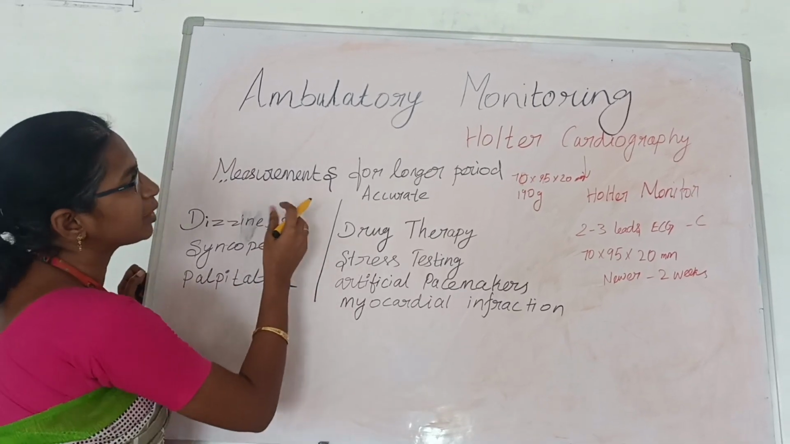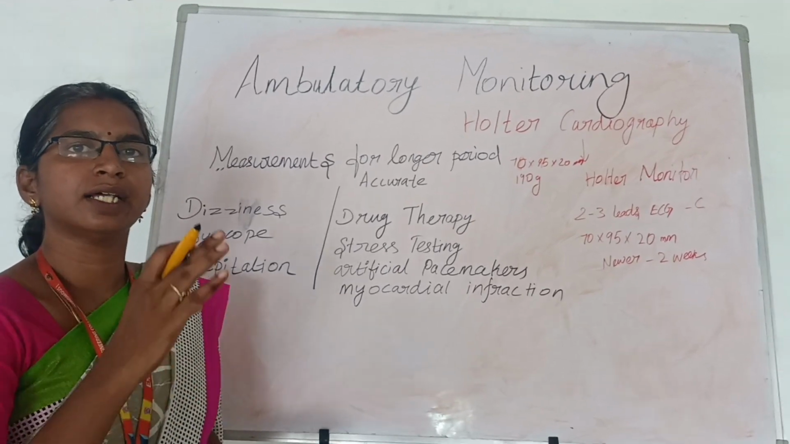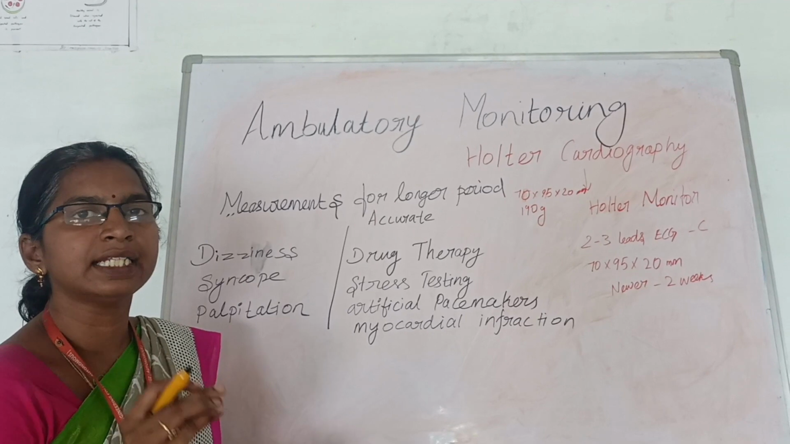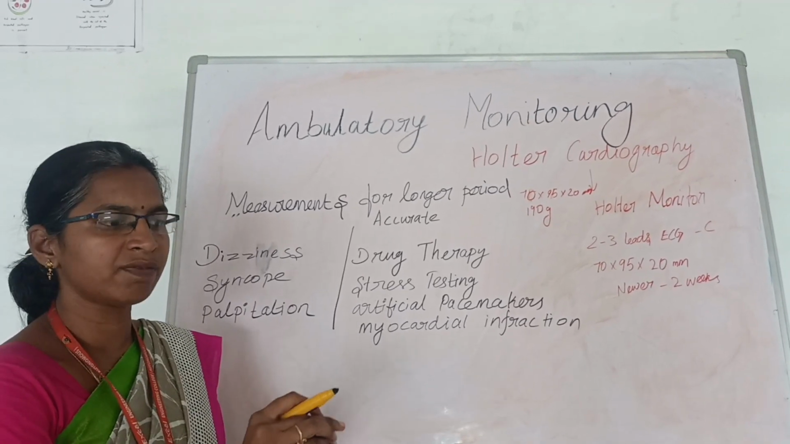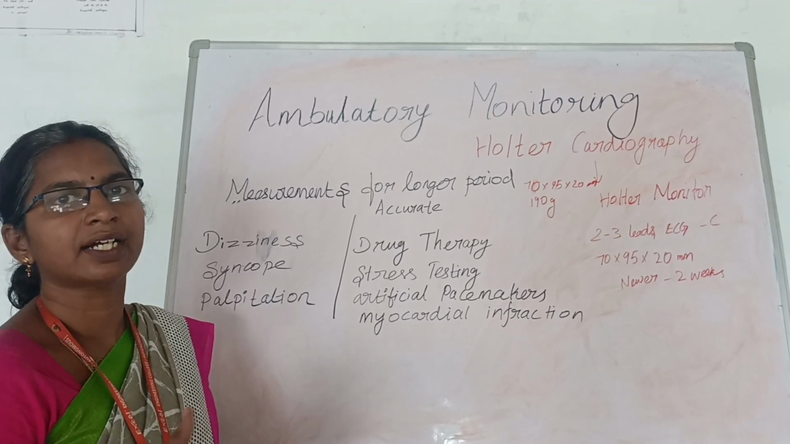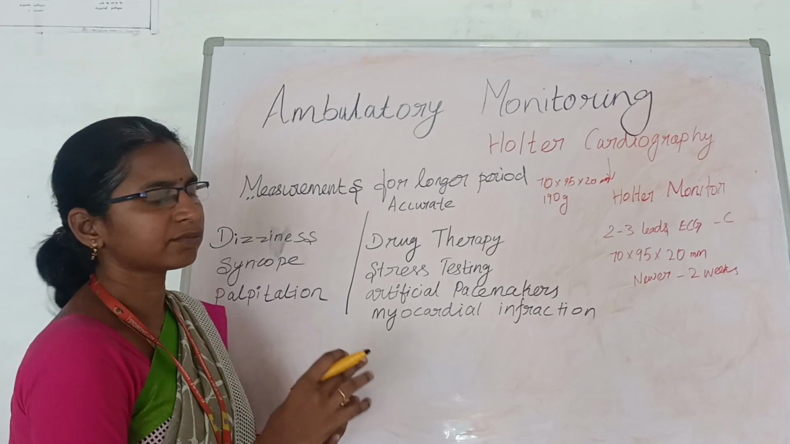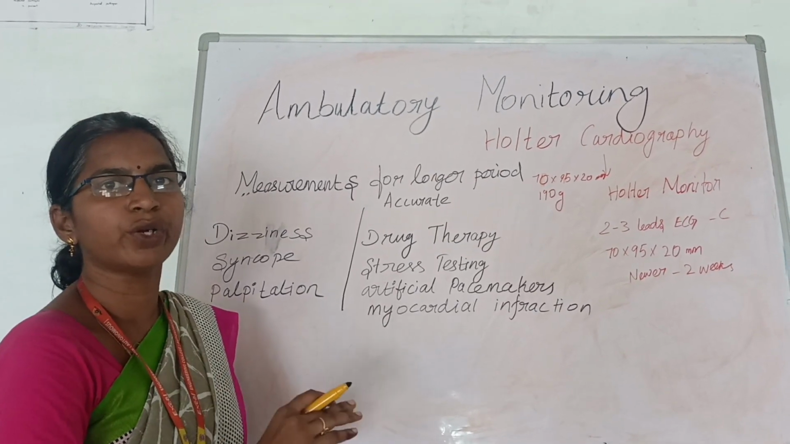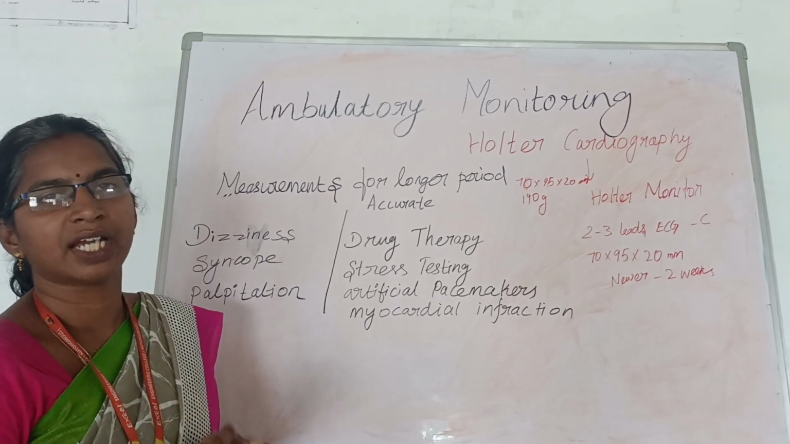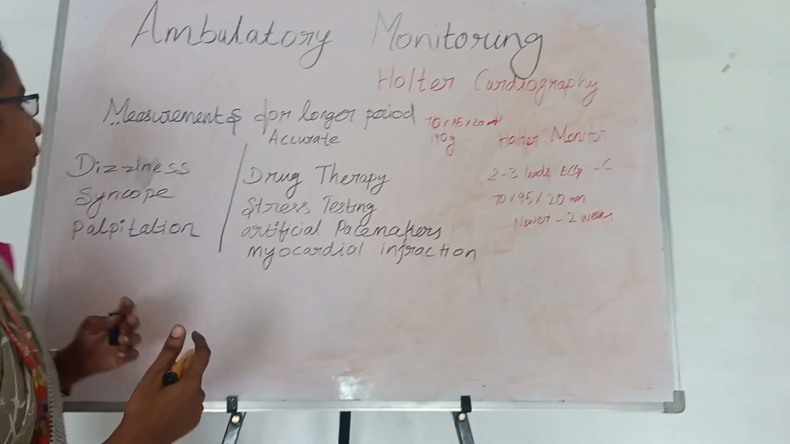That is, measurements for a longer period. We already said that ECG is one of the primary measurements. When we take an ECG for a certain short period, it may not be correct. That's why they suggest that we take the ECG continuously for 24 to 72 hours. Then we can come to a medical conclusion from that ECG data.